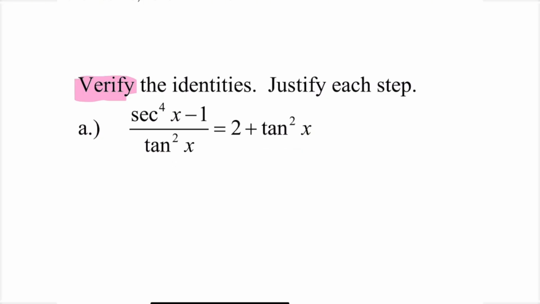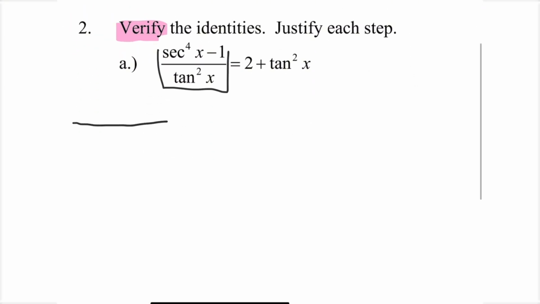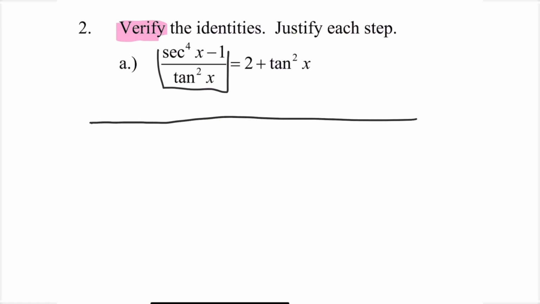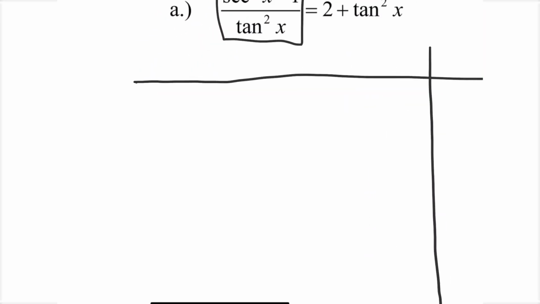So the first step is identify which side we will be beginning with. What I like to tell my students is to always start with the harder side because it's easier to prove the easier side. So we'll be starting with secant to the 4th x minus 1 over tan squared x. So we'll begin by drawing out a table. I always tell my students it's the best way to keep your work organized, draw a table.